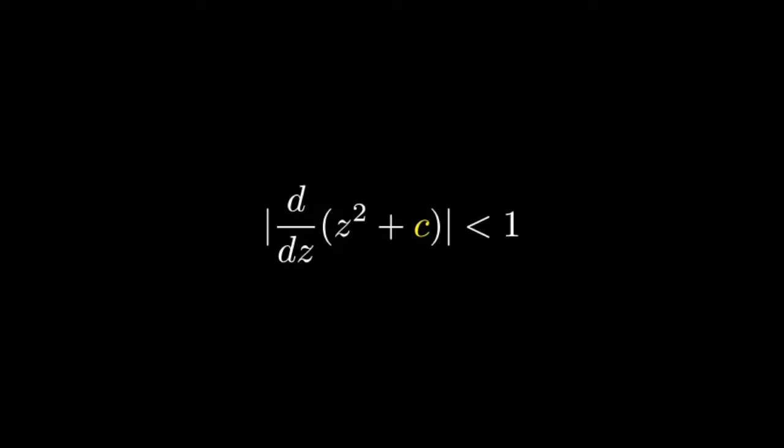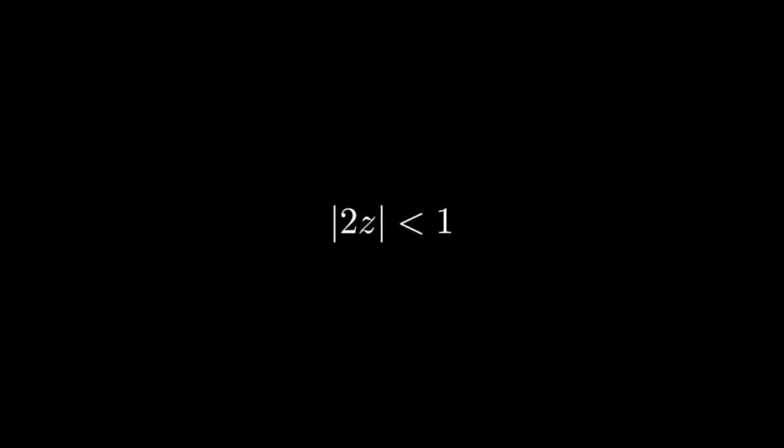This will occur whenever the absolute value of the derivative of our equation, z squared plus c, is less than 1. Let me clarify. In this respect, the absolute value has more to do with the complex number's distance from 0, its modulus, than its sign. And we know that the derivative, or rate of change of our equation, must be less than 1 for it to be shrinking rather than growing. Taking the derivative of our equation, we are able to simplify it, eventually getting the absolute value of z is less than 1/2.